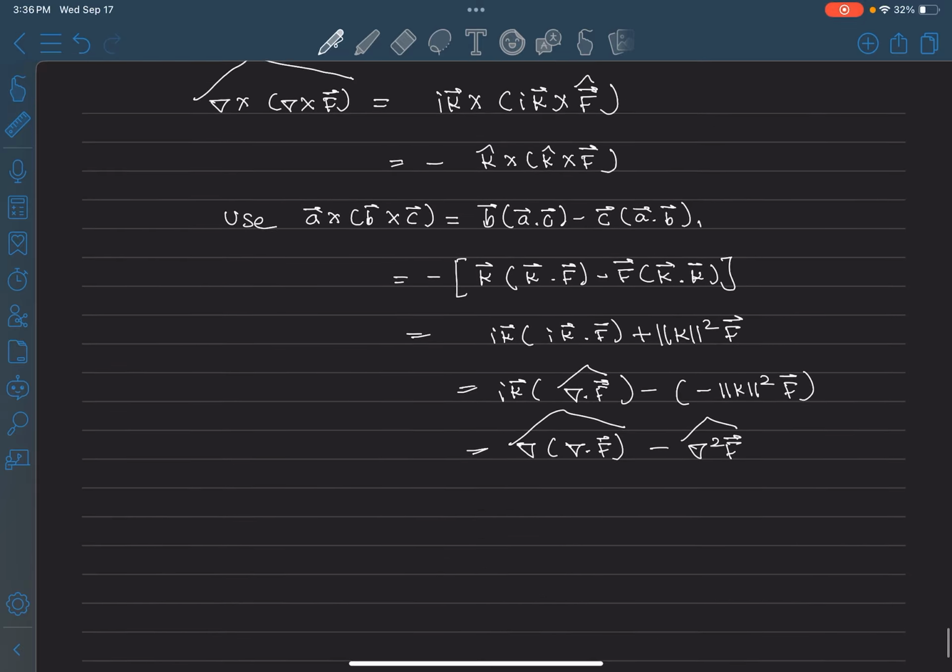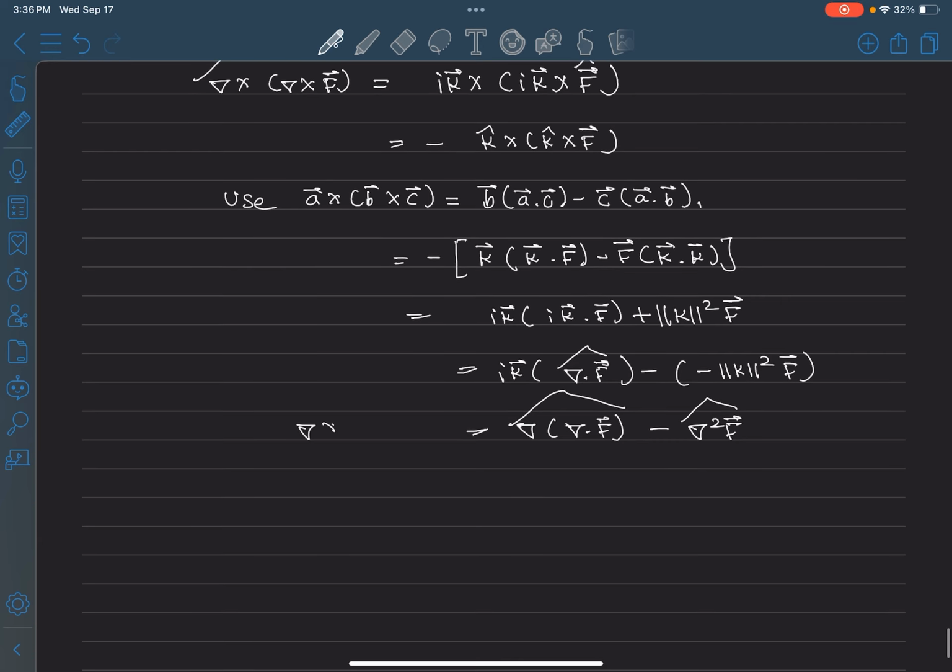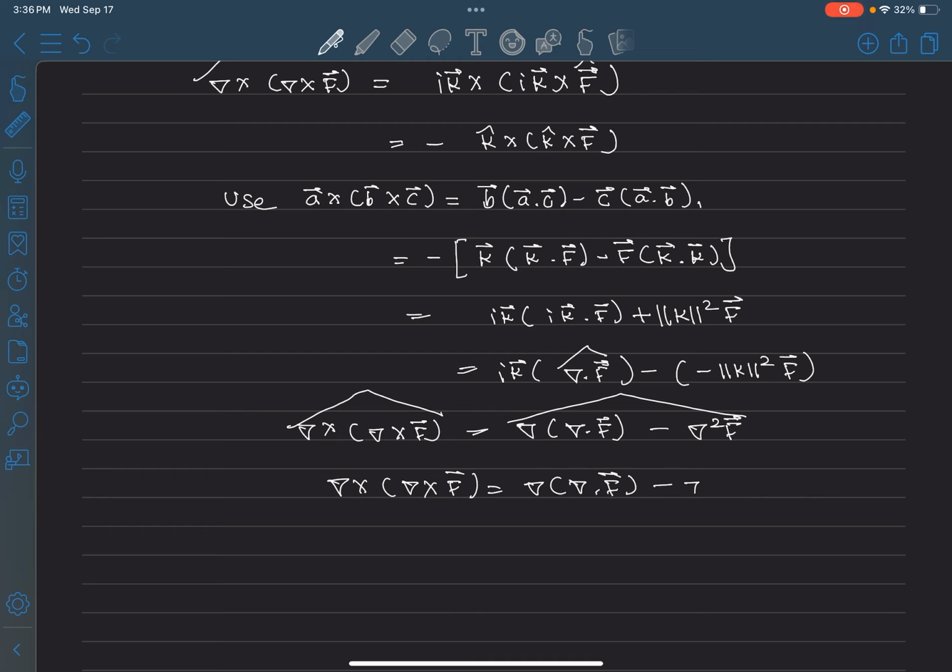So we now see that this is the Fourier transform of nabla cross nabla cross F. And since the Fourier transform is linear, I can take the Fourier inverse on both sides. If we do that, we get nabla cross nabla cross F vector equals the thing that we wanted. So that's it. We have proved the statement.